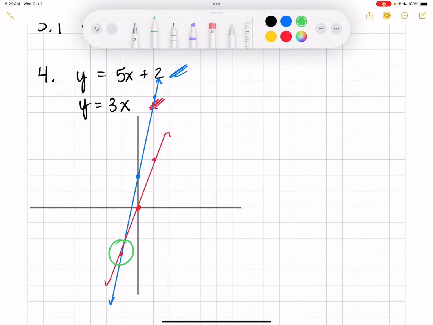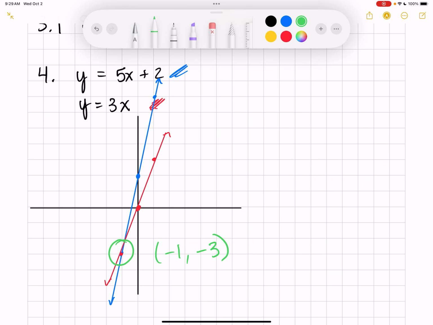So key thing, the answer to these is a coordinate point, okay? So what is the XY coordinate of this point? Negative 1, negative 3. That would make it consistent because it intersects at one point. Consistent and what else? Dependent.